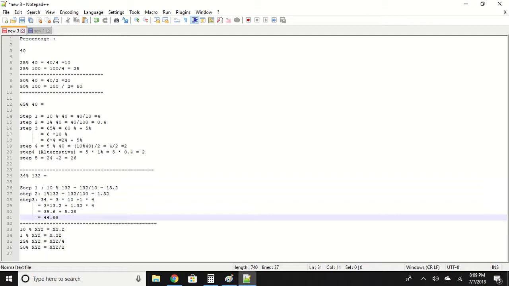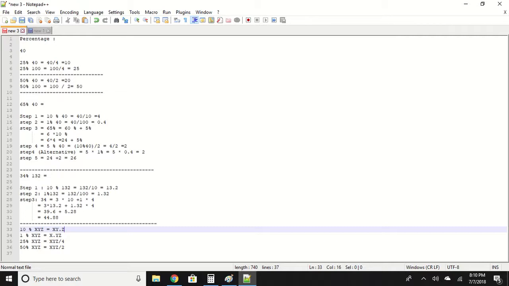Now, we can find the 10% and 1% without any stress. The basic rule is that 10% of any number xyz is xy.z. If you take a decimal point and put it after the first digit from the left, that's going to be the 10%, and if you put it 2 digits from the left, that's going to be the 1%. And 25% of that number is going to be xyz divided by 4, and 50% of that number is going to be xyz divided by 2, right?